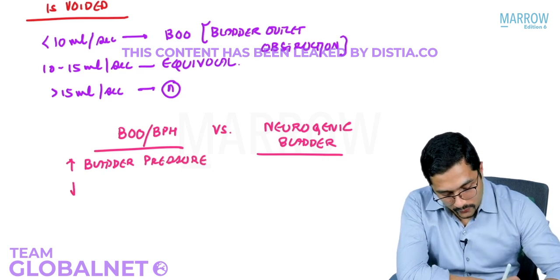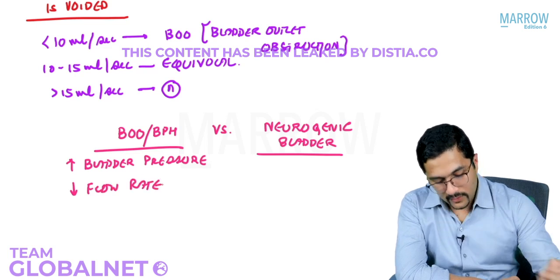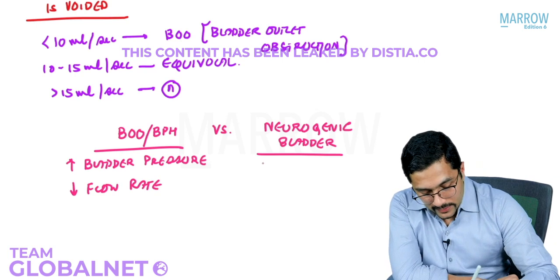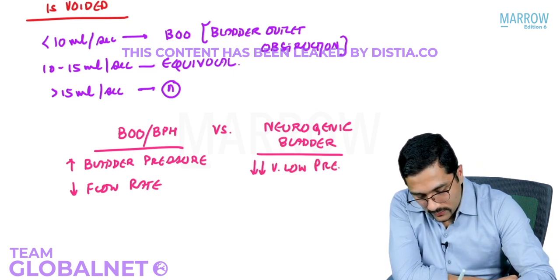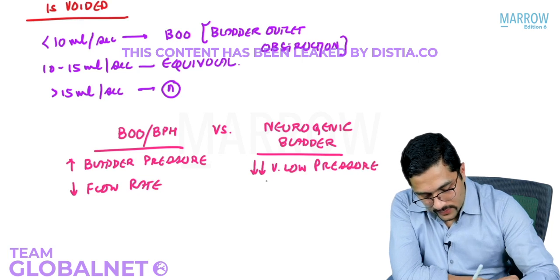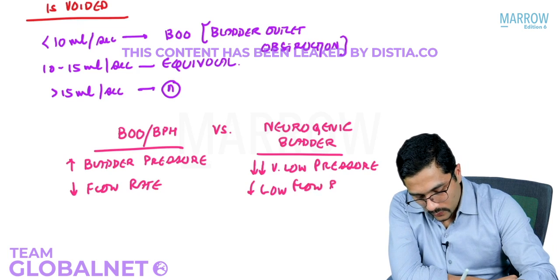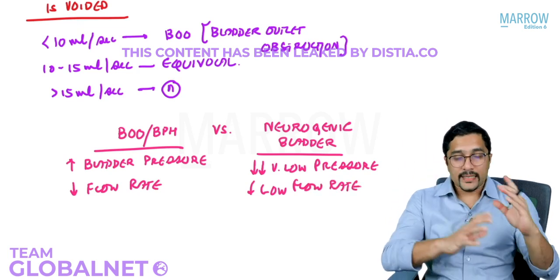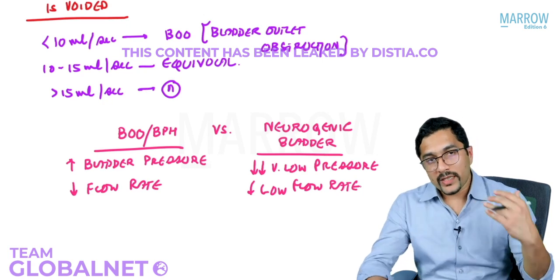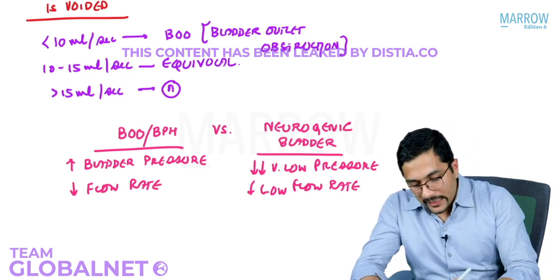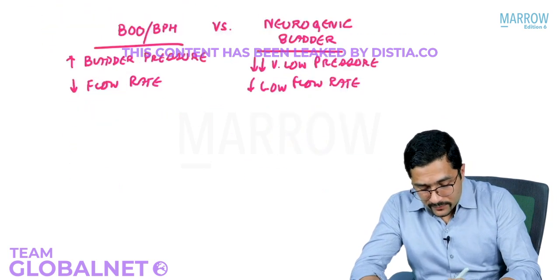And low flow rate. There will be low flow rate, whereas in neurogenic bladder, there is very low pressure, and there is low flow rate. So that is how we can differentiate a bladder outlet obstruction from a neurogenic bladder, by doing these uroflowmetric analysis and the bladder pressure measurement.